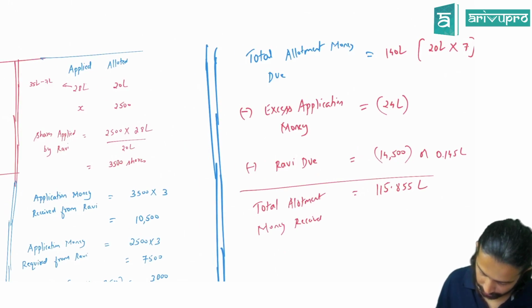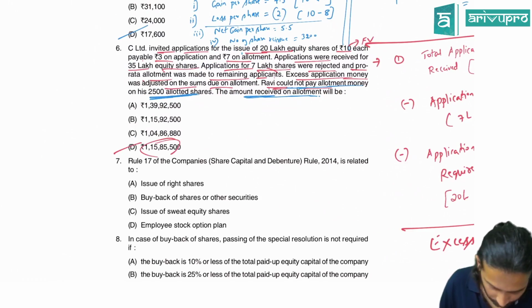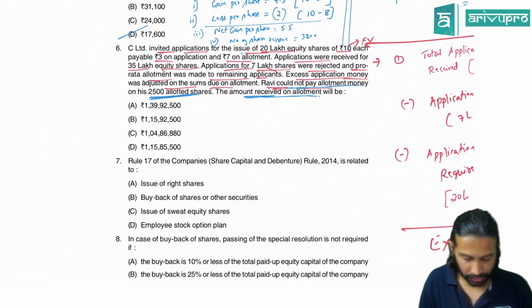So that means which option? 115.855 lakh means which option? 101 crore 15 lakh 85,500. D for Delhi is the right option here.